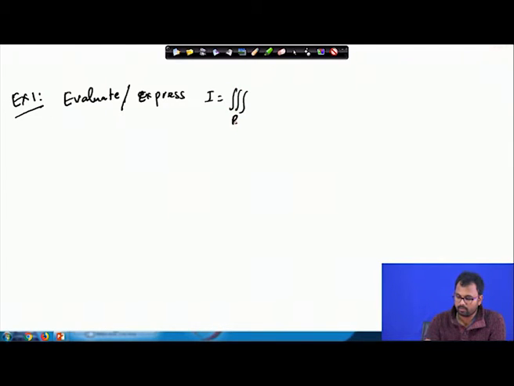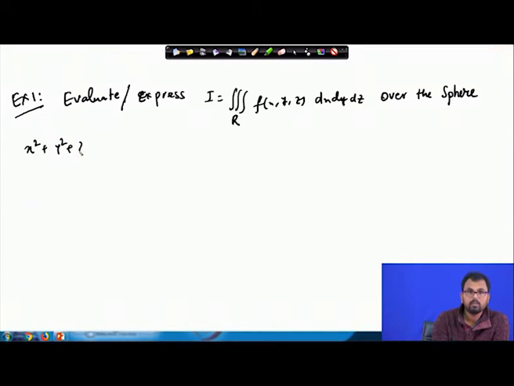The first example is: express I equals the integral over the region R of f(x,y,z) dx dy dz over the sphere x squared plus y squared plus z squared equals a squared as a triple or repeated integral.